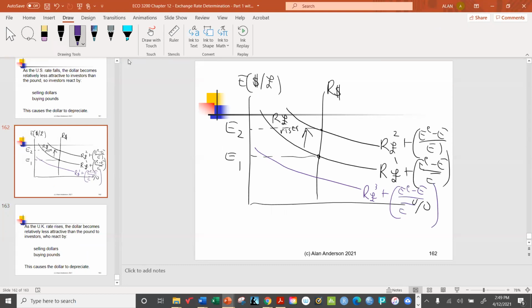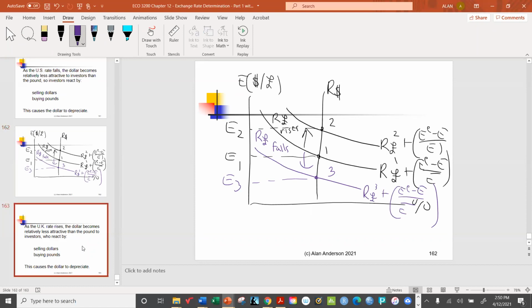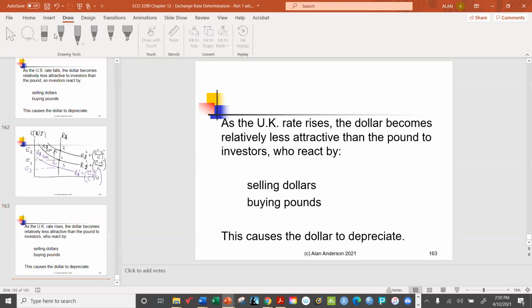Oh, I forgot to label something here. That's better. Okay, and then here we have 3. And this one is caused by the UK rate falling. Okay, and of course you can see that at a lower E, remember when E falls, the dollar is actually getting stronger because it's quoted as dollars per pound. So therefore, we say that the reverse works as well.